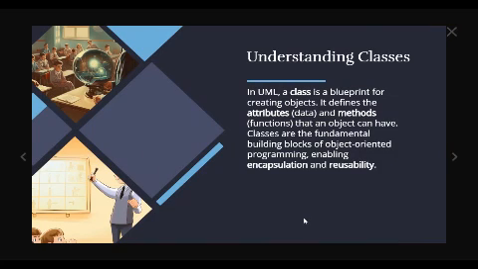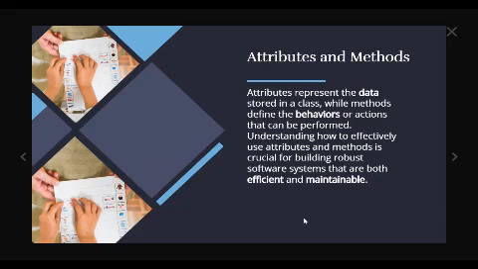understanding classes in UML. A class is a blueprint for creating objects. It defines the attributes, meaning data, and methods, meaning functions that an object can have. Classes are the functional building blocks of object-oriented programming, enabling evolution and reliability.